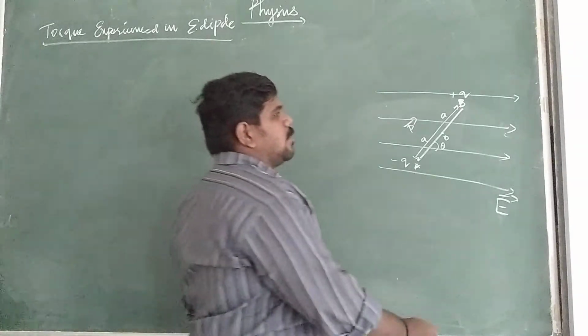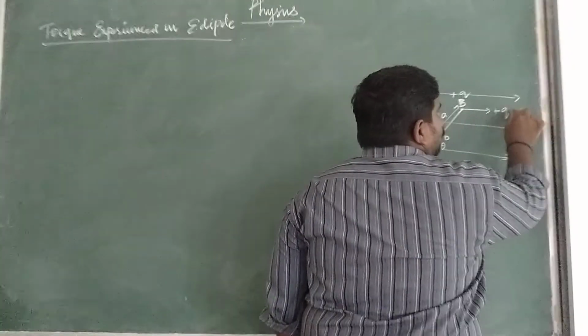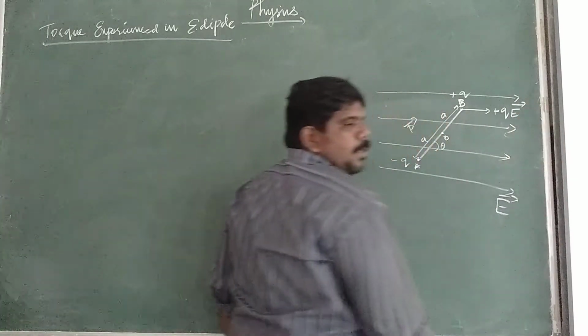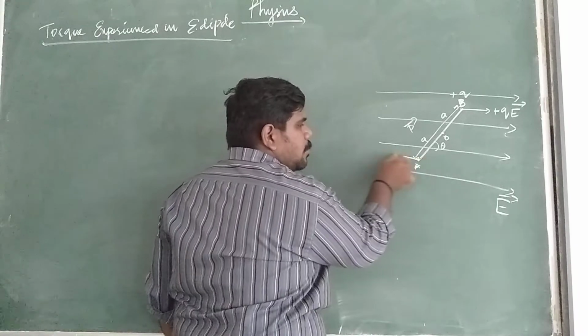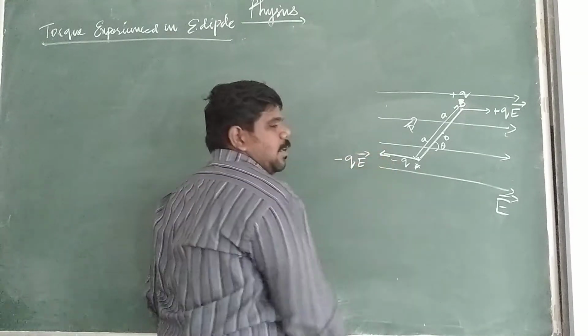The charge plus Q experiences a force of plus Q into E vector, and the charge minus Q experiences a force of minus Q into E vector.